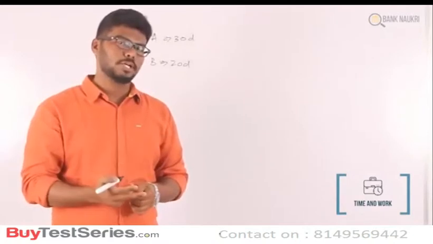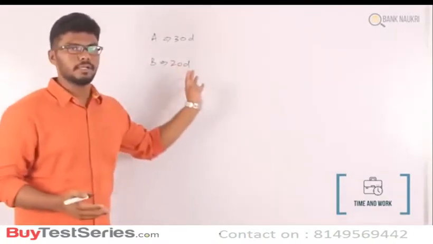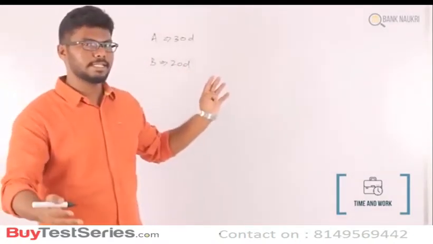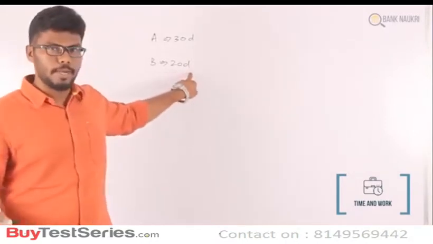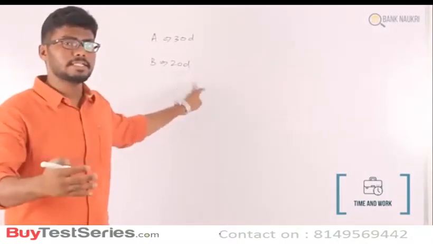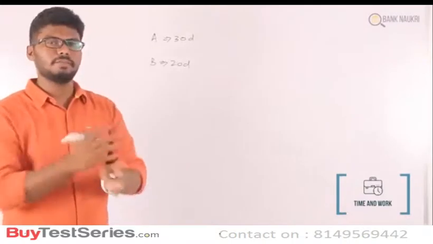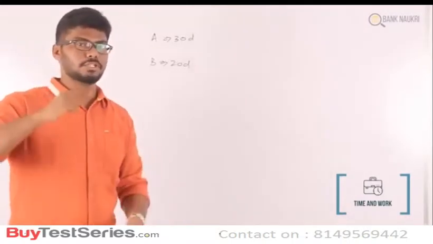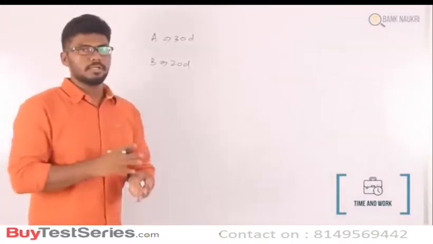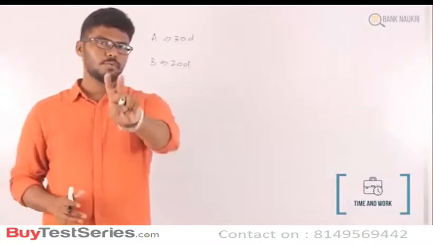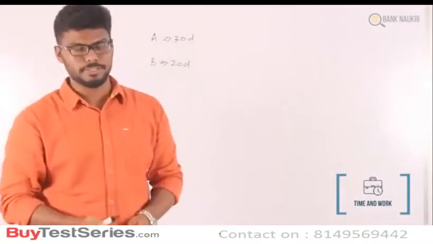Now let me ask two questions. You remember the first question, right? A does a piece of work in 30 days, B does the same piece of work in 20 days. Find out how many days the work will be completed if they work together. That is the first question, we solved it earlier. Now, look at this question carefully. I'll ask two questions. Try to answer these two questions.